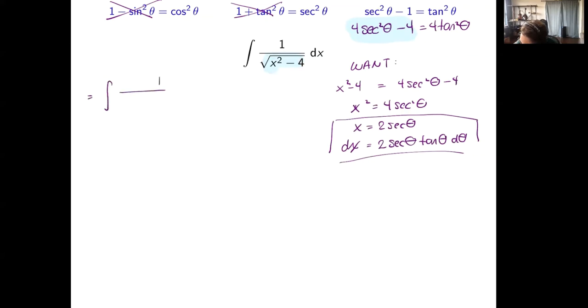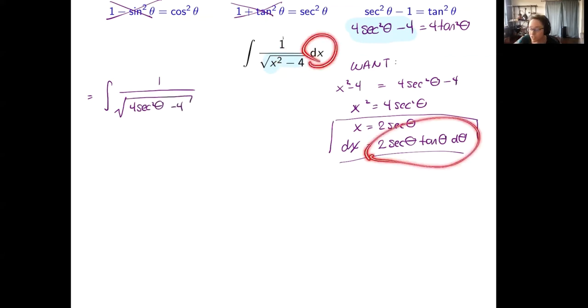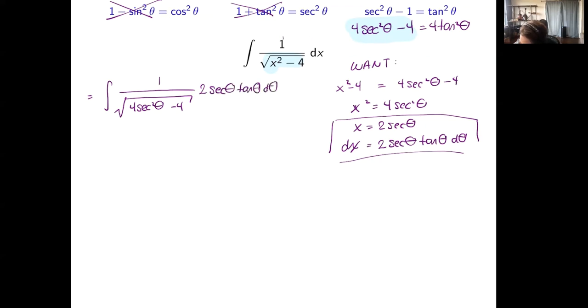1 on the top is 1. X squared is now 4 secant squared theta. 4 is still 4. And dx turns into 2 secant theta tangent theta d theta. In the denominator, I can use my identity. That was why I chose this substitution. So 4 secant squared theta minus 4 is 4 tangent squared theta. And then I still have 2 secant theta tangent theta.